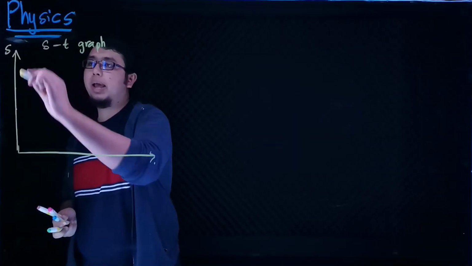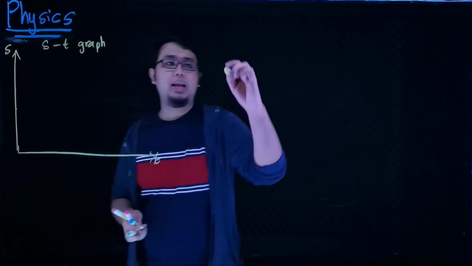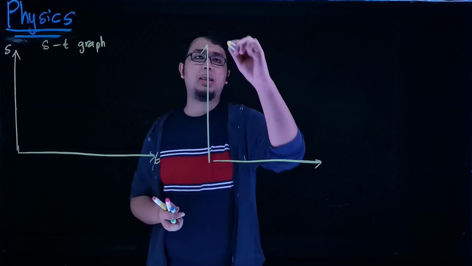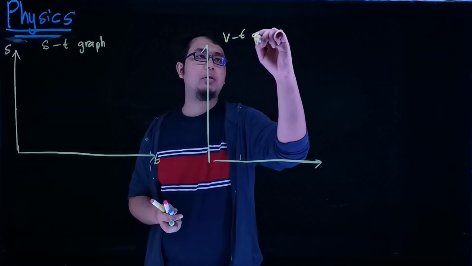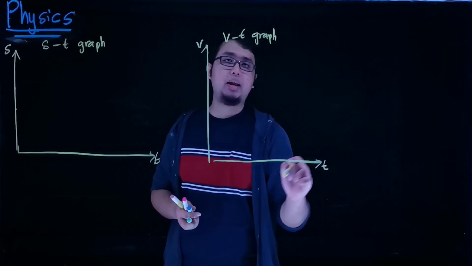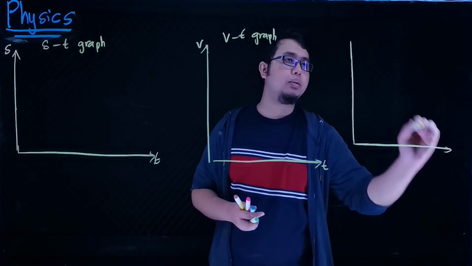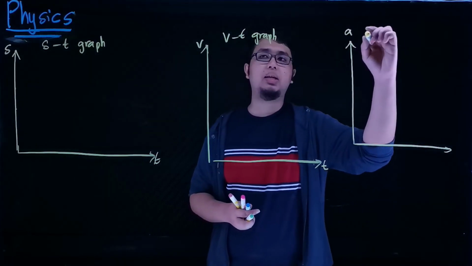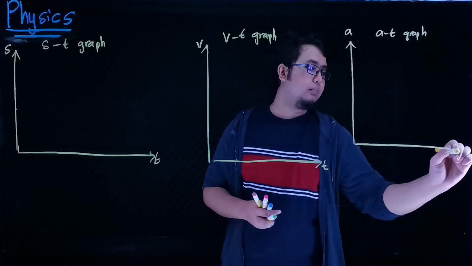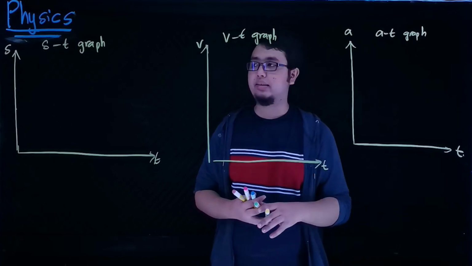On the y-axis is displacement, on the x-axis is time. Next, we have our velocity or speed time graph. The y-axis is velocity or speed, and the x-axis is time. And finally, we have our acceleration time graph. The y-axis is our acceleration and the x-axis is time.